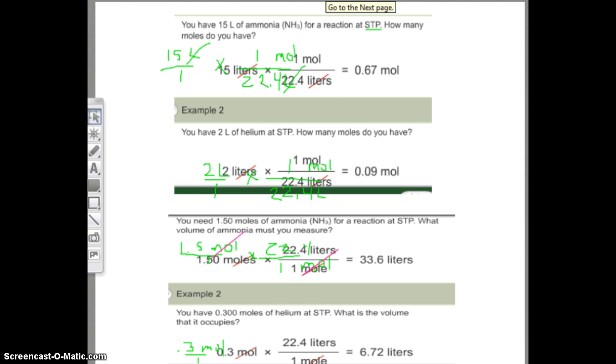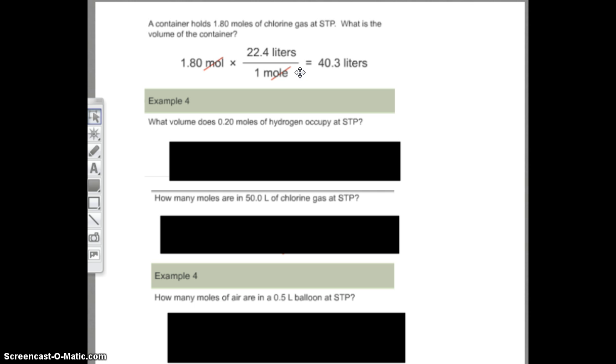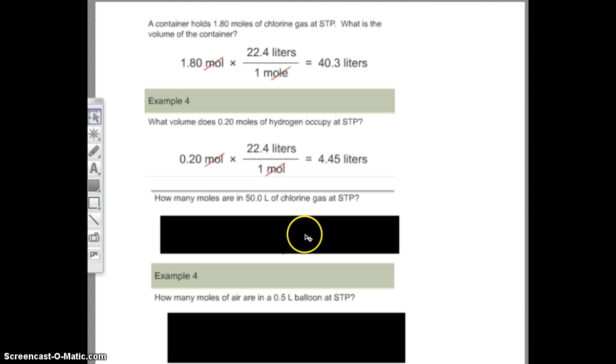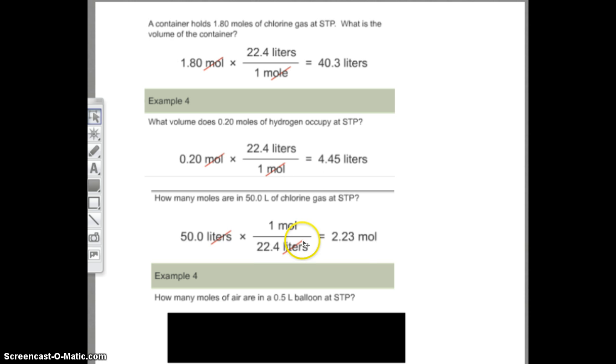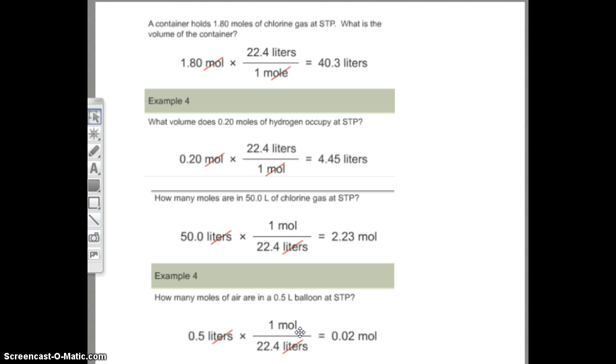All right. The next page, a bunch more questions. At this point, I'm just going to expect that you hit the pause button and go through and do all of them. So make sure you hit pause because then I'm just going to uncover all the answers. All right, and so here are the answers. For number 1, 1.8 moles is on the bottom again, and your answer is 40.3. Next answer, 4.45. Next answer, 2.23 moles. And the last answer is 0.02 moles.